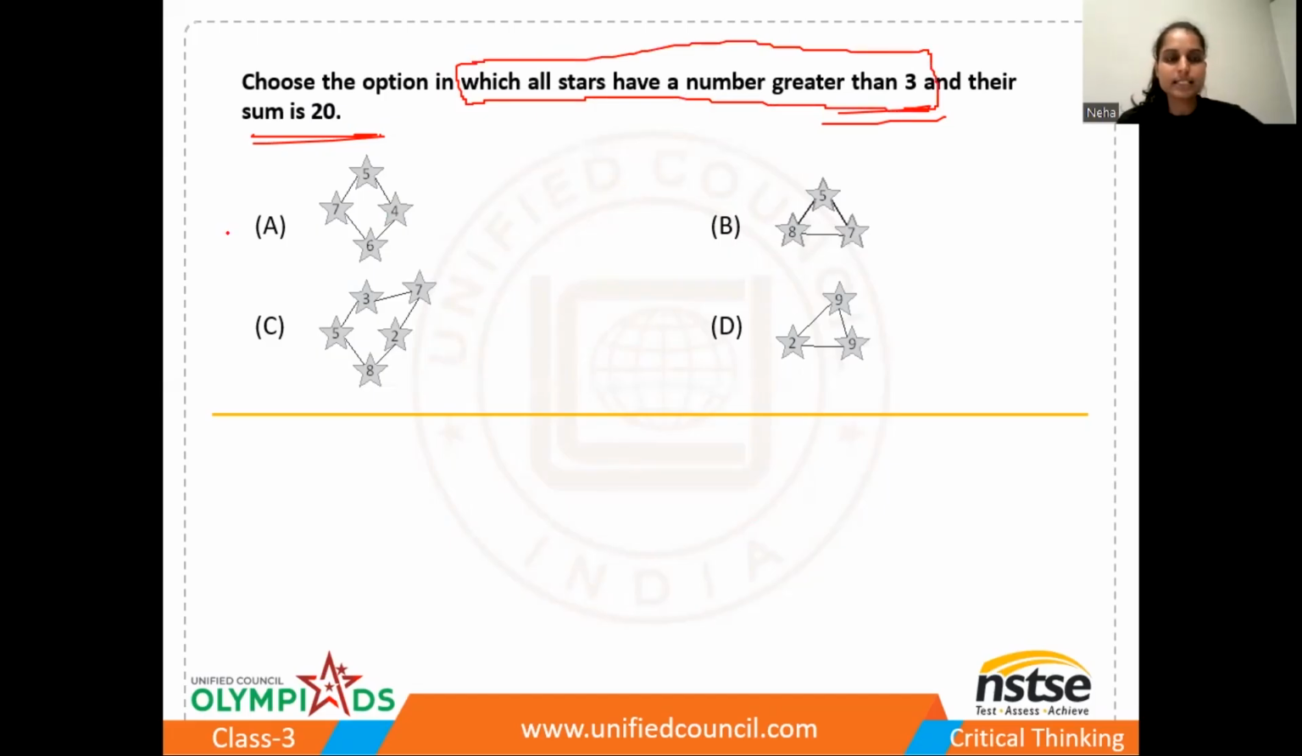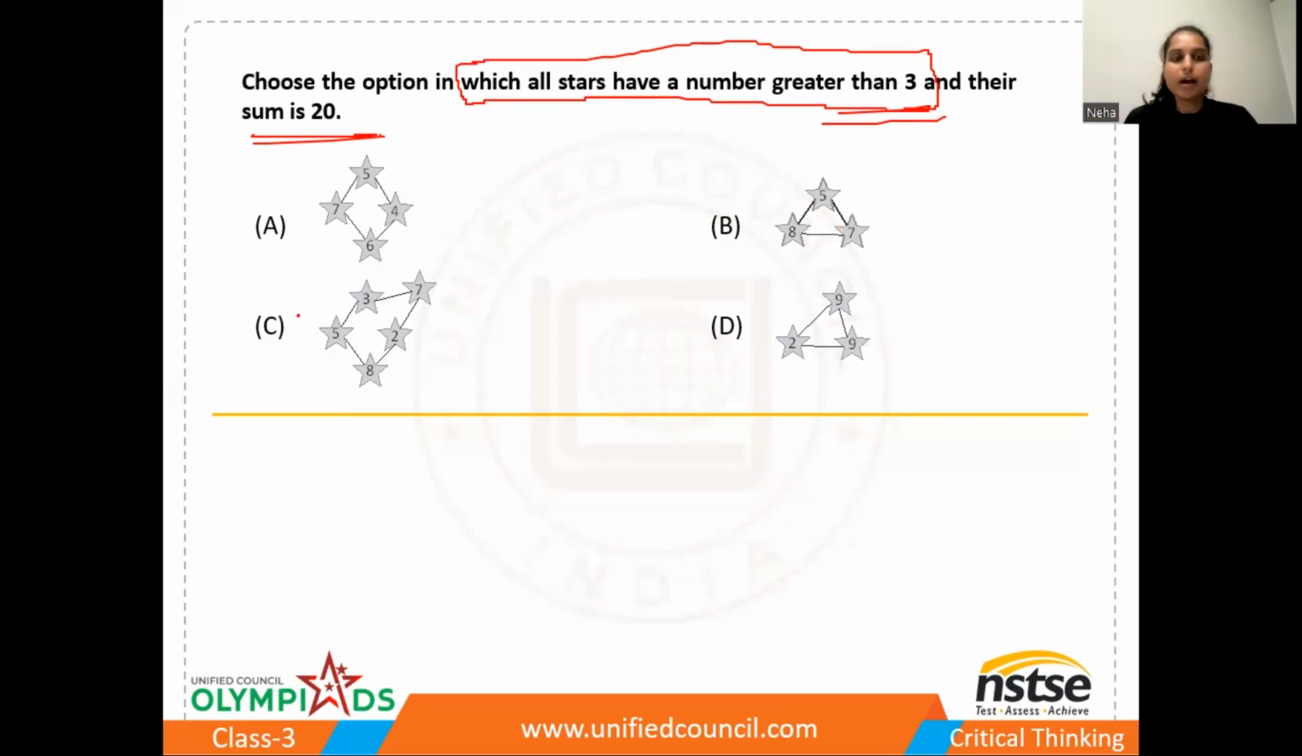So yes, in option A, all the stars have numbers greater than 3, right? 4, 6, 7, and 5. All numbers are greater than 3. In option B, all stars have a number greater than 3: 5, 8, and 7. These 3 numbers are greater than 3. So this I can also select.